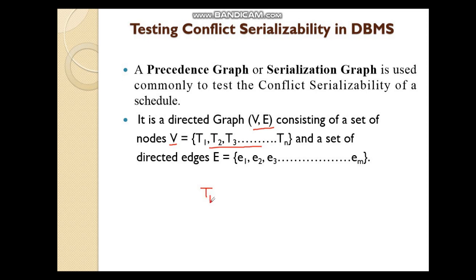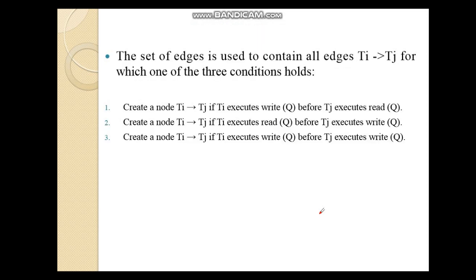How do we make a graph? It has nodes, so this node is nothing but the vertex of a graph, and here this is nothing but the edge, and this is the transaction T2. Since it is a directed graph, that's why here this is the direction. And this precedence graph is basically used to test the conflict serializability. Let's go ahead and see.